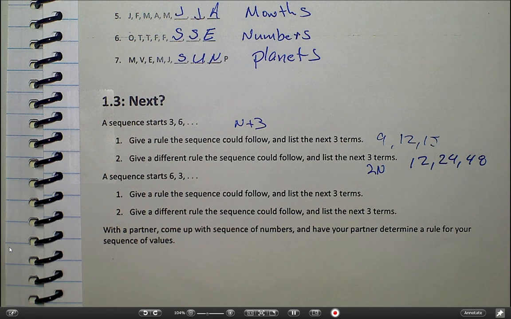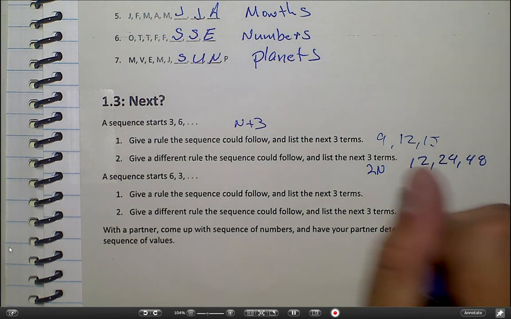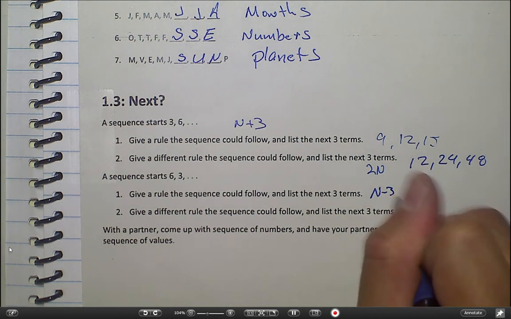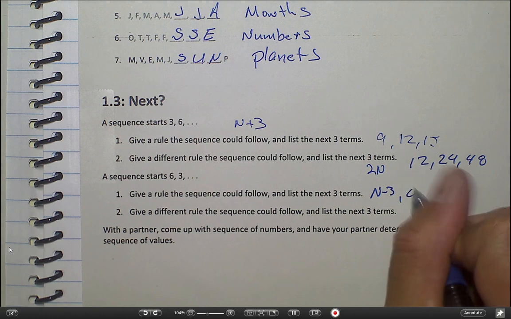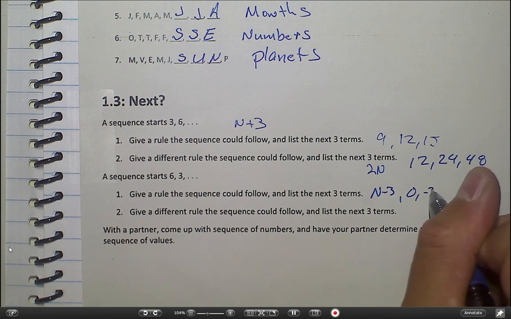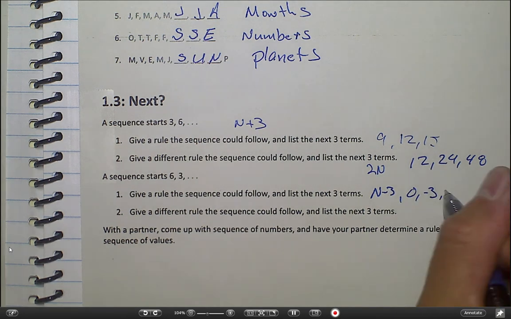Also could be n minus... Okay, you're saying n minus 3, so let's try this. So n minus 3, and so the 3 terms would be 3, 0, -3, and -6.